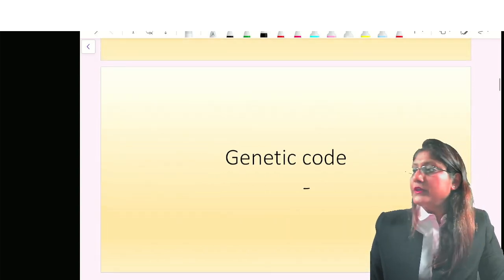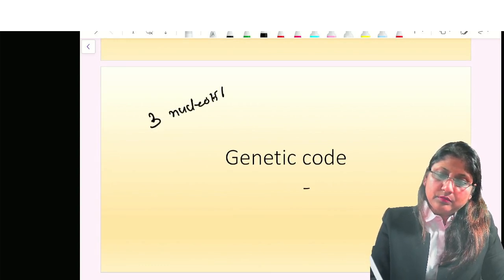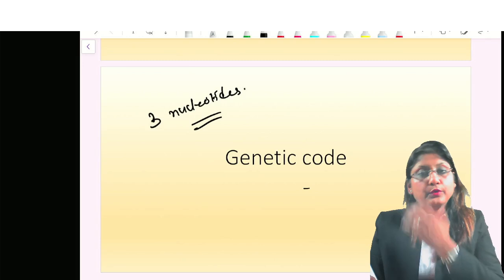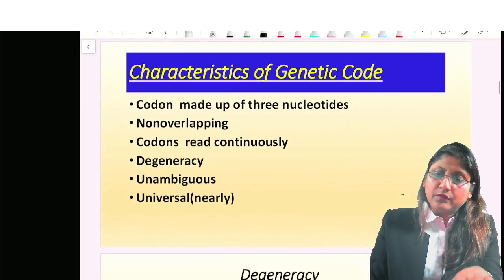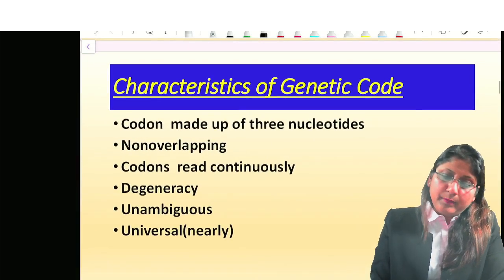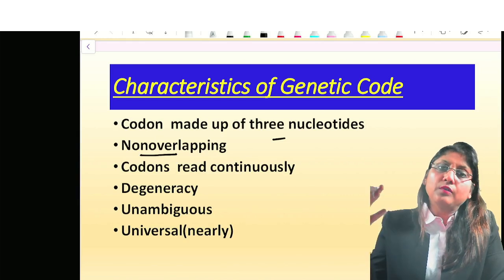When we talk about the genetic code, it is three nucleotides which constitute one genetic code. Now, there are certain characteristics of the genetic code which you must know. They are made up of three nucleotides, yes, and they are read in a non-overlapping fashion.